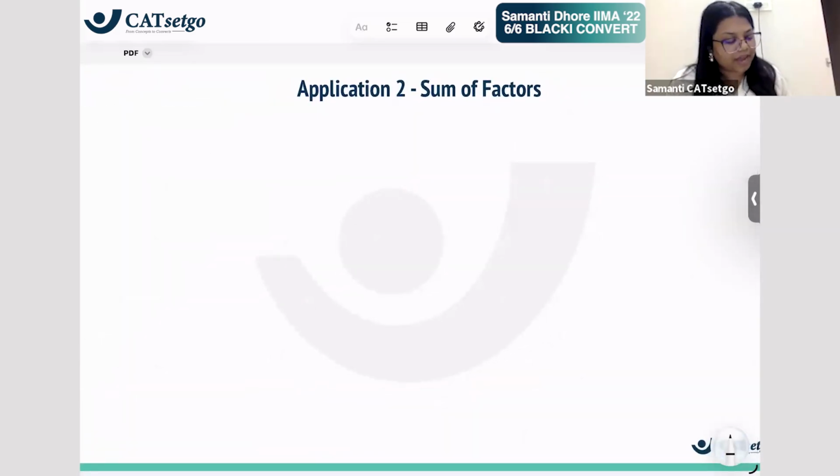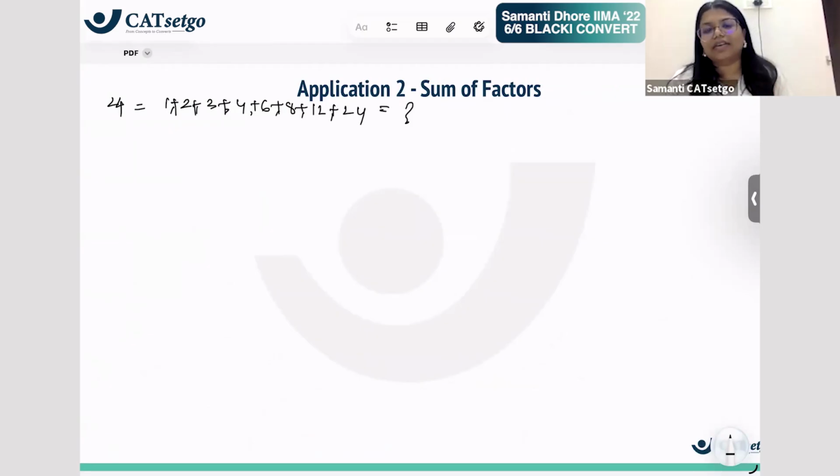sum of factors. Sum of factors as in for 24 we found 1, 2, 3, 4, 6, 8, 12 and 24 were the factors, right? Now I want to add all of these factors. I'll be like, okay, if I add them, what is the sum? If I add all of these factors, what is the sum? So this sum also can be found out using the prime factorization.